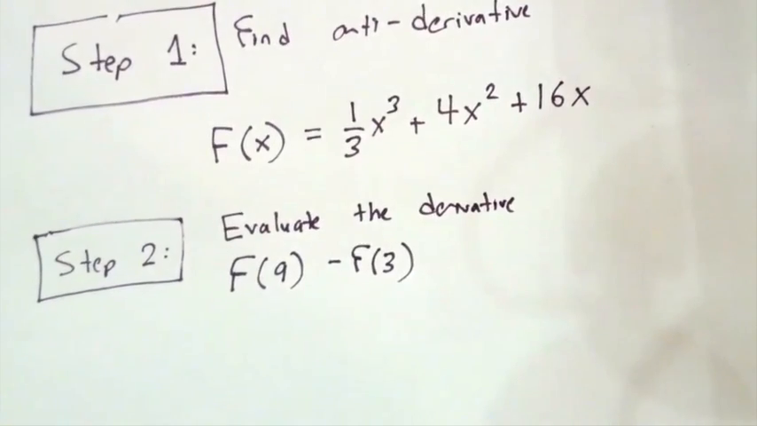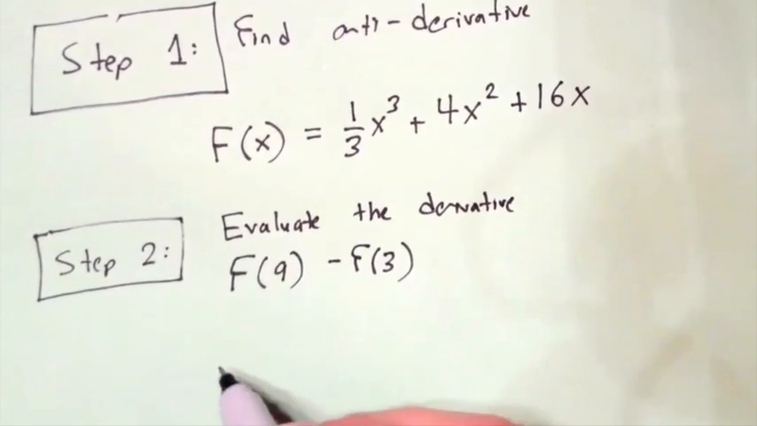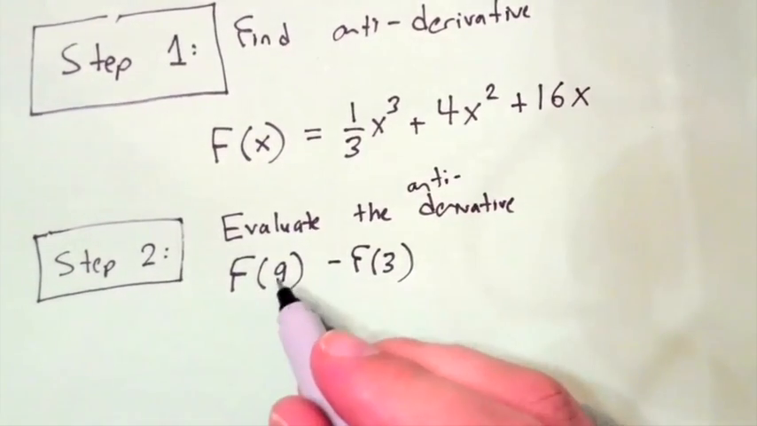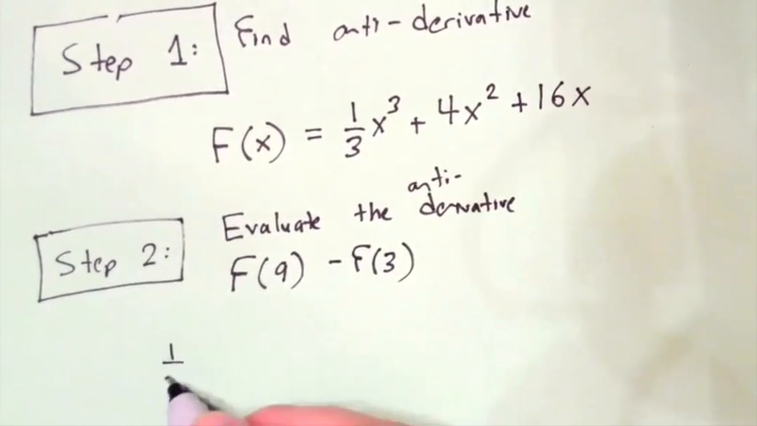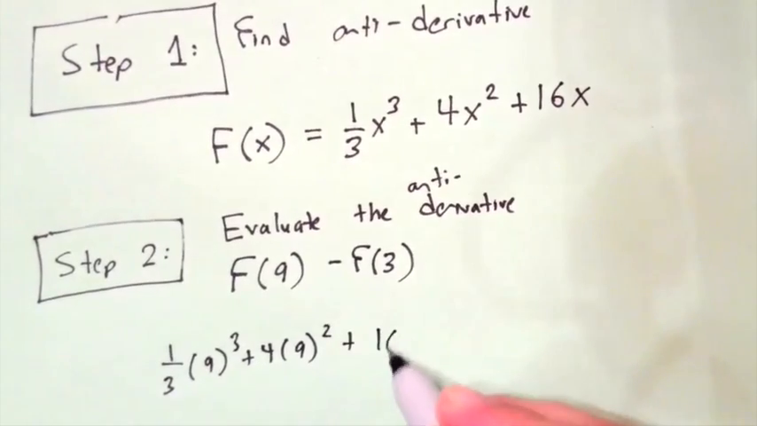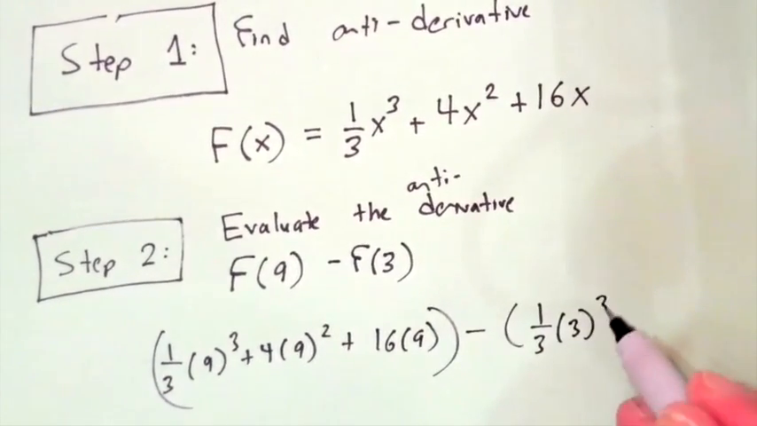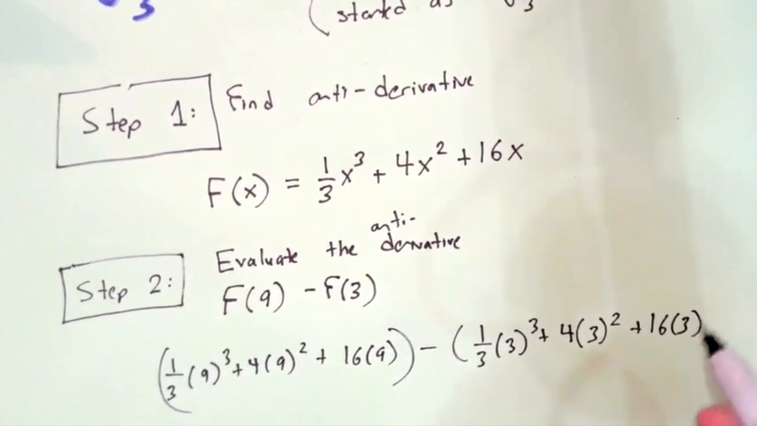So we're trying to do this definite integral. We did step 1: we found the antiderivative, big F of x. Now it's time to evaluate that antiderivative at the bounds, which means in this case we're doing big F of 9 minus big F of 3. So all we have to do is plug in. We have 1/3 times 9 cubed plus 4 times 9 squared plus 16 times 9, minus 1/3 times 3 cubed plus 4 times 3 squared plus 16 times 3.